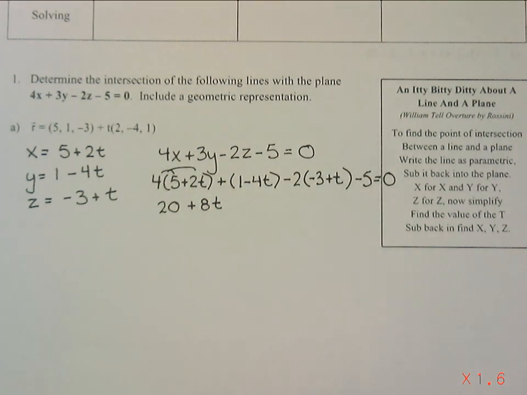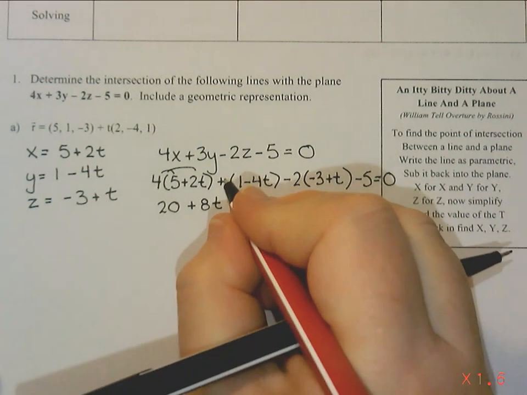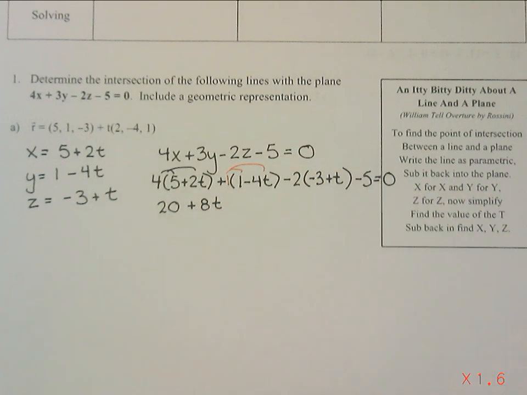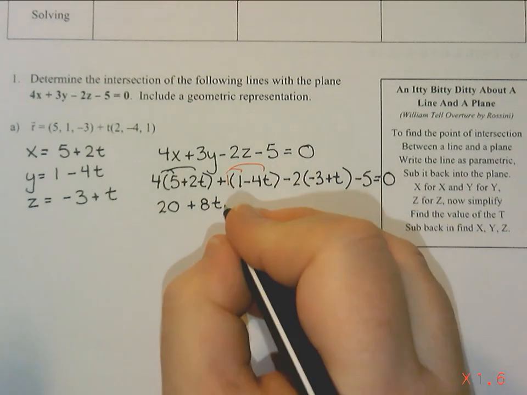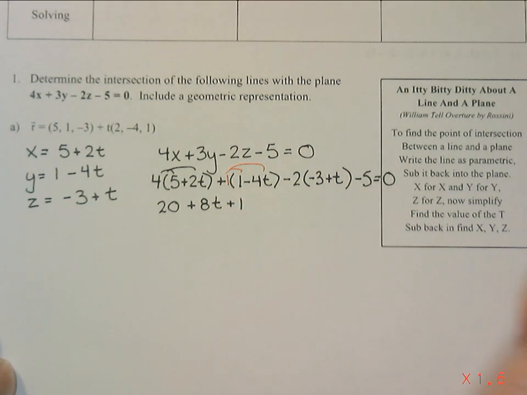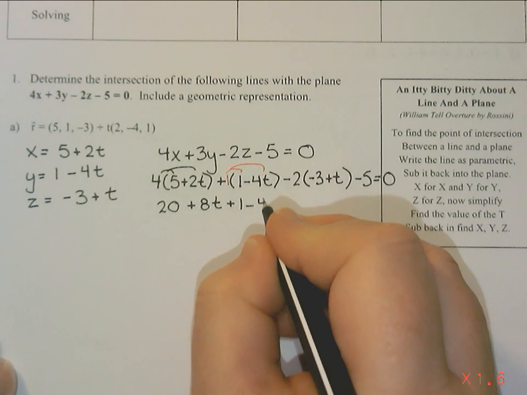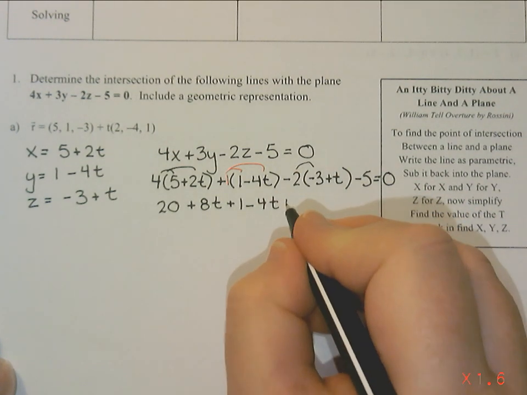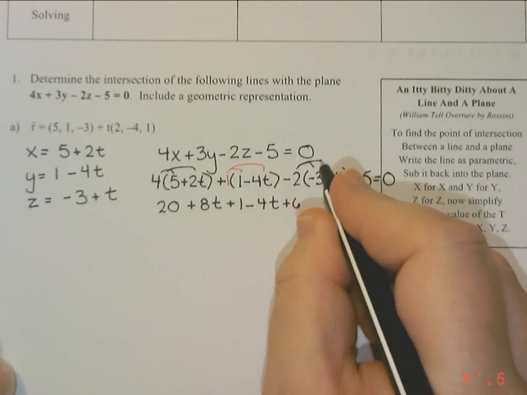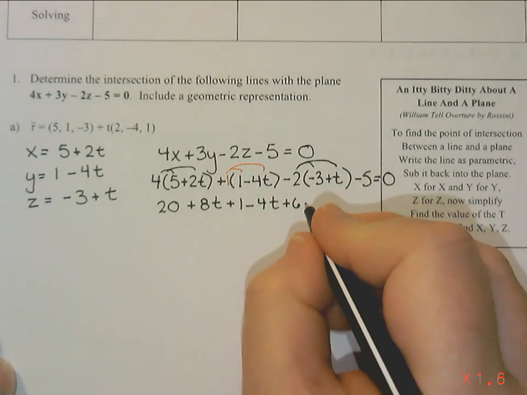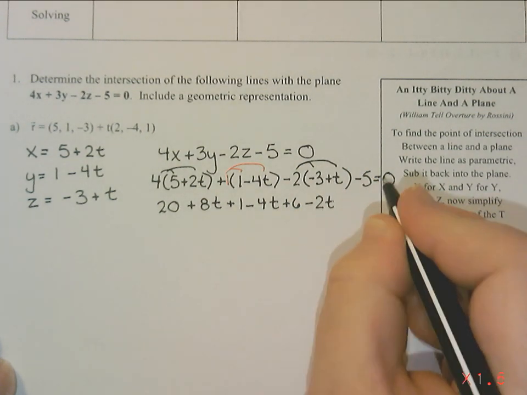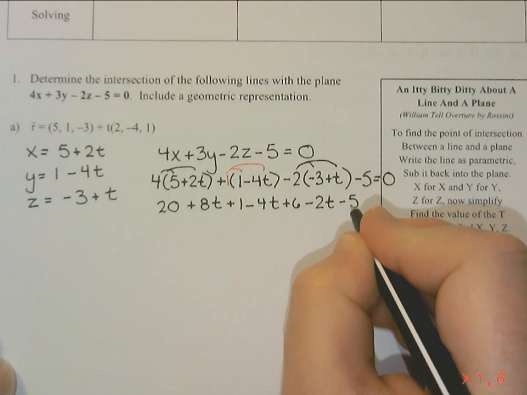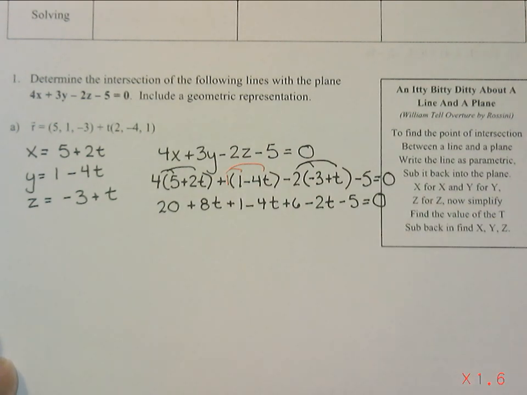Here there's a little secret 1 in front that we're going to multiply by. So 1 times 1 is 1. 1 times negative 4 is negative 4t. Negative 2 times negative 3 is positive 6. And negative 2 times positive t is negative 2t. I still have that minus 5, and then it equals 0.